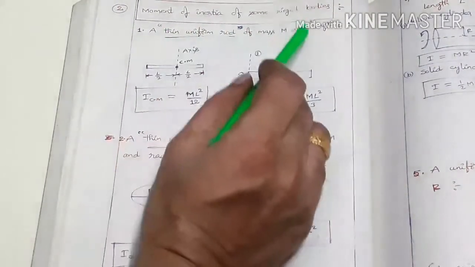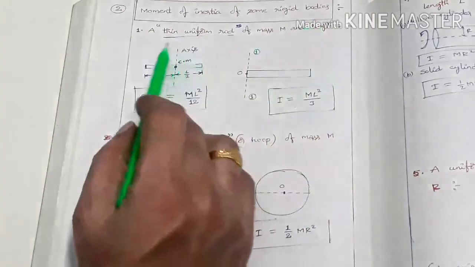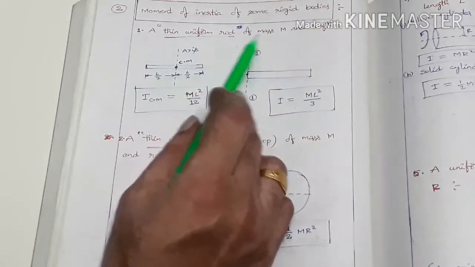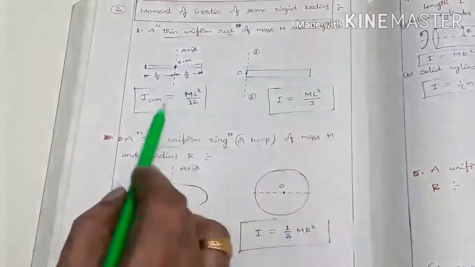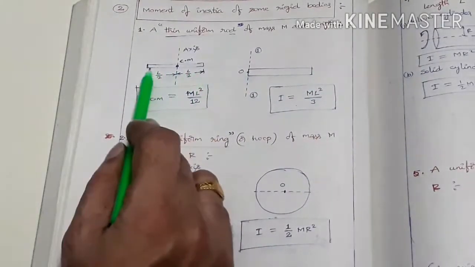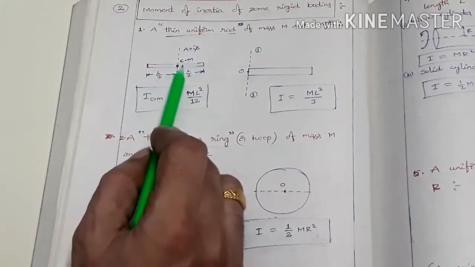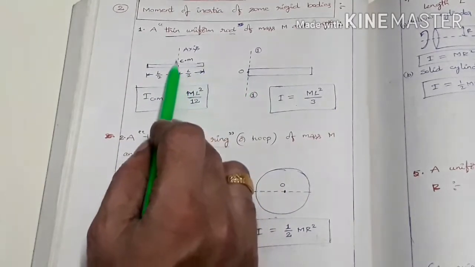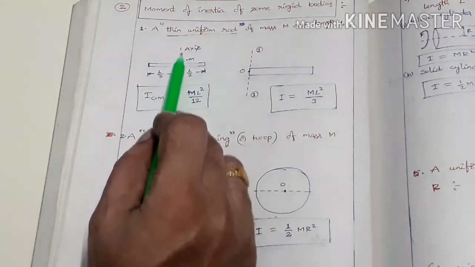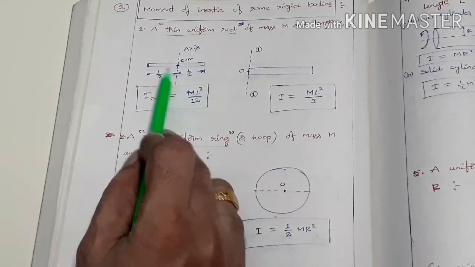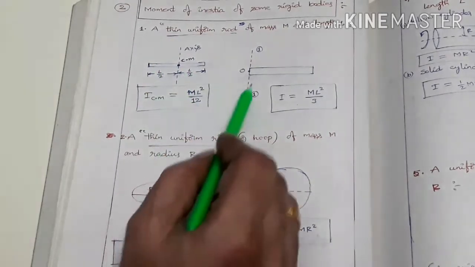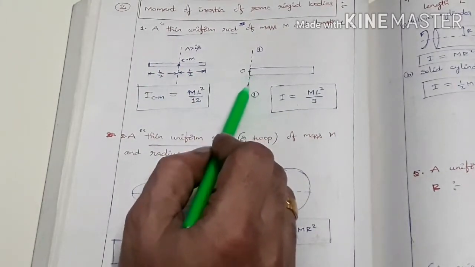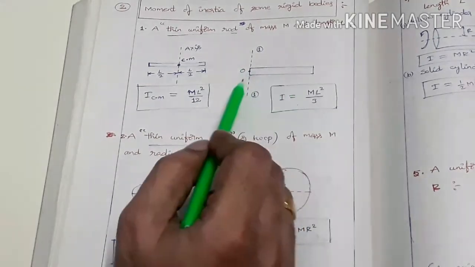Moment of inertia of some rigid bodies here. The first one is a thin uniform rod of mass m and length L. Let us consider a thin rod here. Let us consider two axes here. One is passing through its center of mass and perpendicular to its length. The other is passing through the end of the rod, and it is perpendicular to the length only.